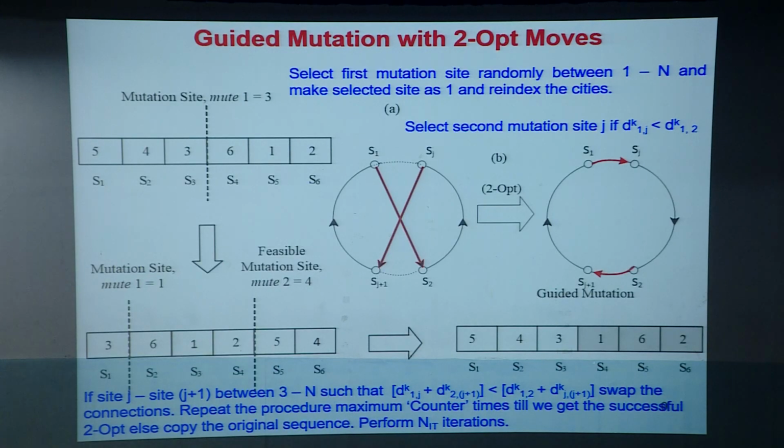So this is what we are performing randomly using a mutation procedure. We are performing this NIT iteration times in the mutation operation. So clearly you can see that after the guided mutation operation, you get a good quality solution. You don't get a bad quality solution at all.